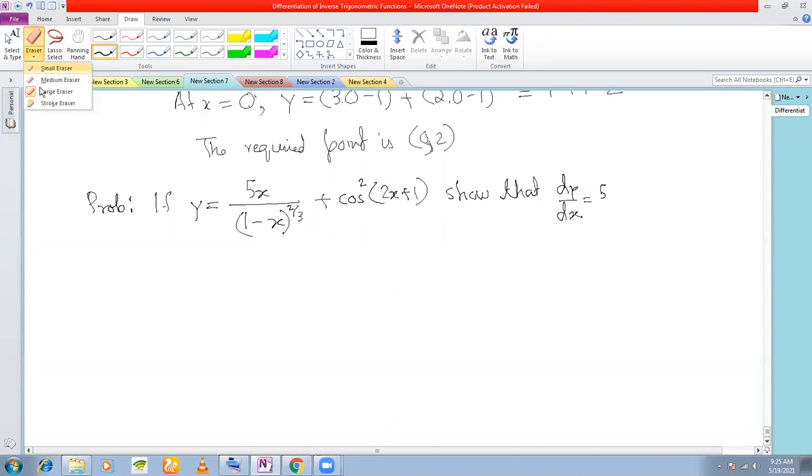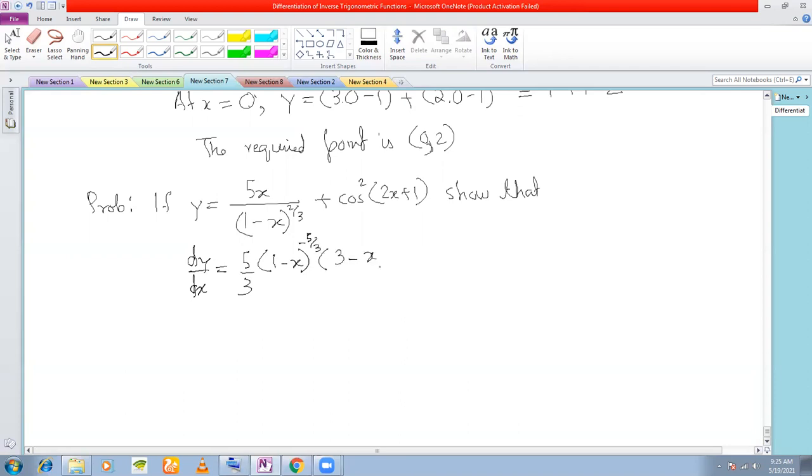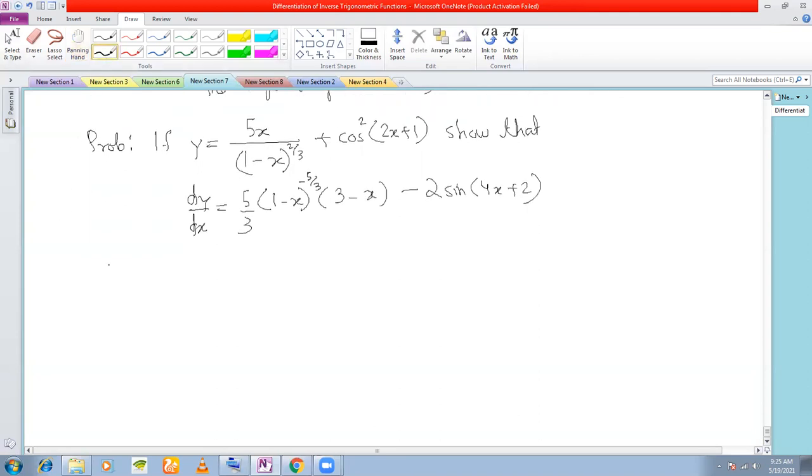Let me write in the next line. It's a little long. Show that dy/dx is equal to 5/3, (1 minus x) to the power of minus 5/3, times (3 minus x) minus twice sine (4x plus 2). Okay, so this looks a little long, but it actually should be very easy.